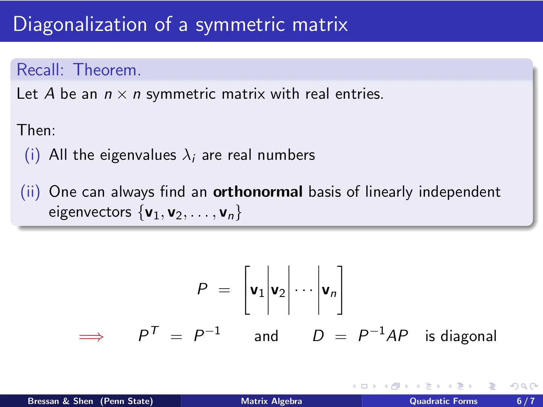And then we can use these eigenvectors to form a matrix P, whose column vectors will be just v1, v2 to vn. Then this matrix is invertible and it's orthogonal, so the transpose of the matrix P is the inverse of the matrix. And then one can diagonalize A by multiplying it on the left by P inverse and on the right by P, and this gives you a diagonal matrix where the elements on the diagonal are the corresponding eigenvalues.